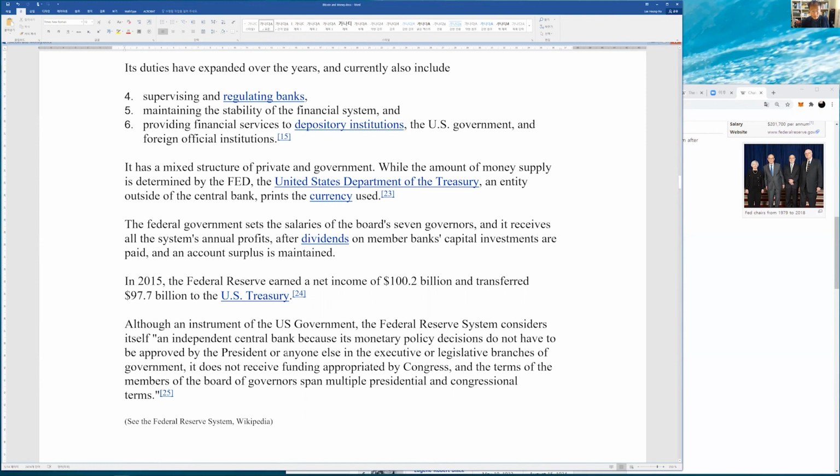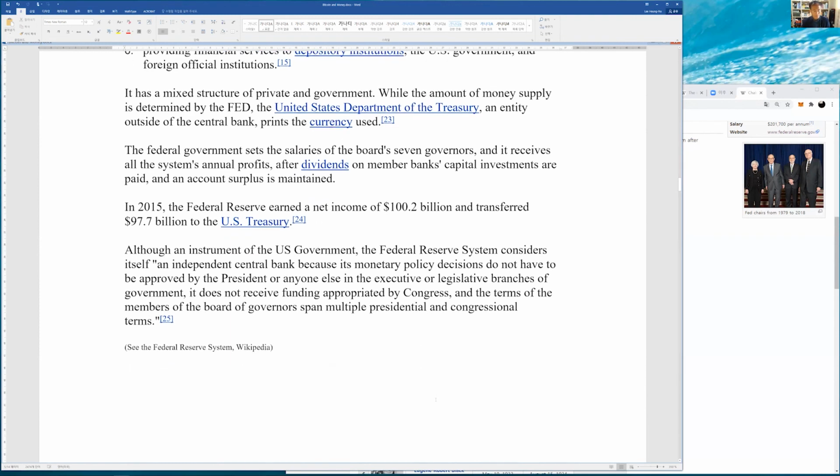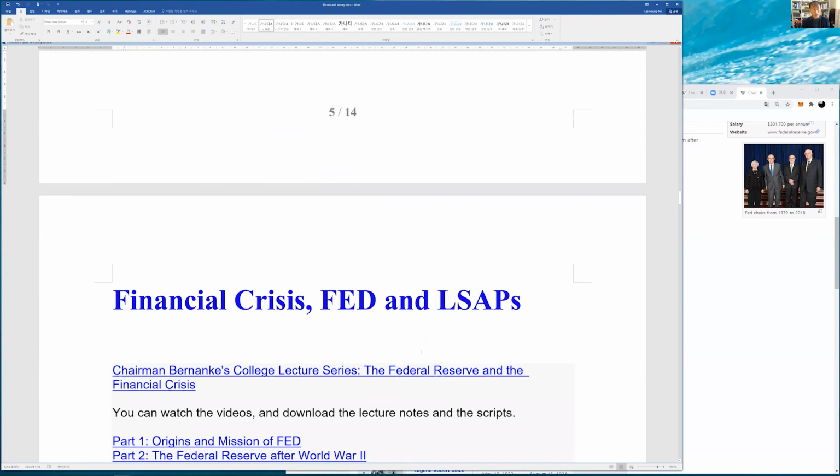And this one also says that the Fed is an independent organization, independent of the executive branch of the government, as well as the legislative branch of the government, the U.S. Congress. But in effect, they all need to coordinate. I'll talk about this one in the next lecture.